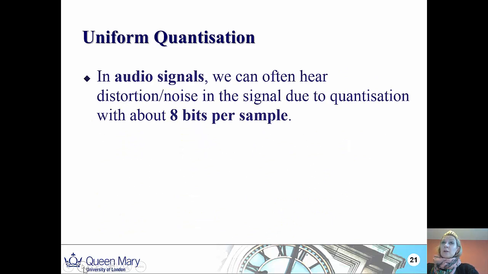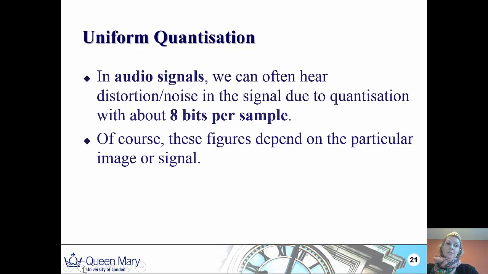In contrast to an image, whenever we're transmitting audio signals, we can also hear some distortion with about 8 bits per sample. Okay, so these figures depend on the particular data which is being communicated, whether it's an image or an audio signal, for example. So the uniform quantization, the linear approach, may not be appropriate for all types of data which is being communicated, and there are a range of ways in which quantization may be applied.